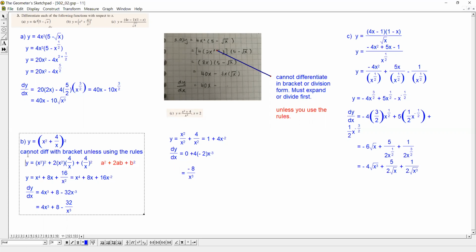Now, you cannot differentiate with the bracket unless you use the rule. So now you have not learned the rules, you have to expand. So when you expand, normally I will expand in one step. x squared becomes x to the power 4. 2ab, 2 times x squared times 4 over x, like that. 2 times x squared times 4 over x.